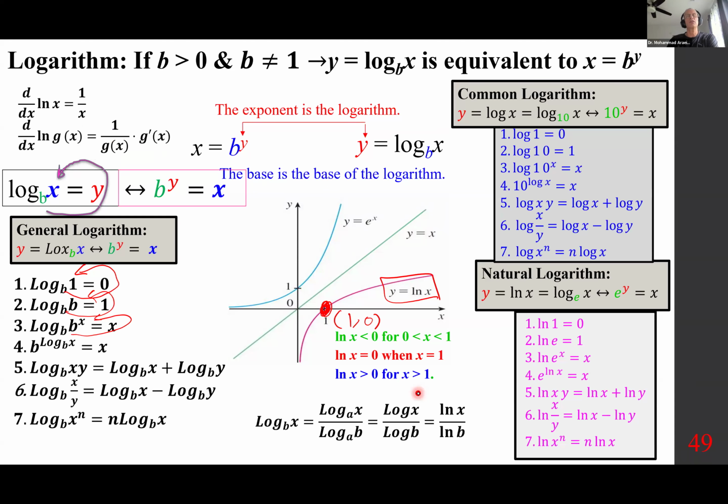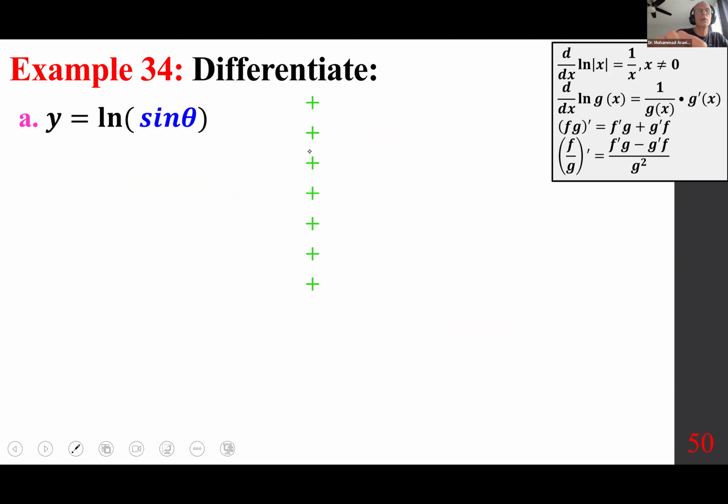As far as differentiation is concerned, d/dx of ln x is 1 over x. d/dx of ln of g of x is 1 over g of x times g prime of x. So that's the synopsis of the properties that will help us with differentiation as far as logarithmic differentiation is concerned. So let's take a look at a couple of examples.